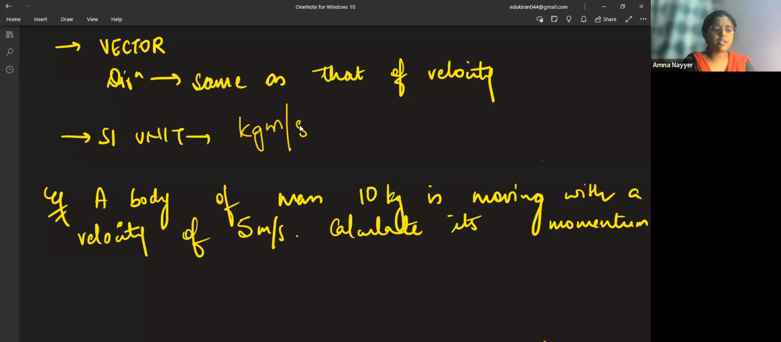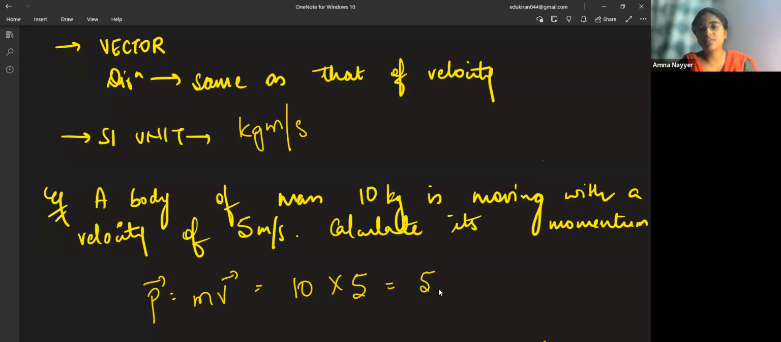Suppose a very basic question is there. A body of mass 10 kg is moving with a velocity of 5 meters per second. Calculate its momentum. What will be the momentum? Momentum is mass into velocity. Here, the only scalar quantity is mass. So mass is 10, velocity is 5. That becomes 50 kg meter per second.